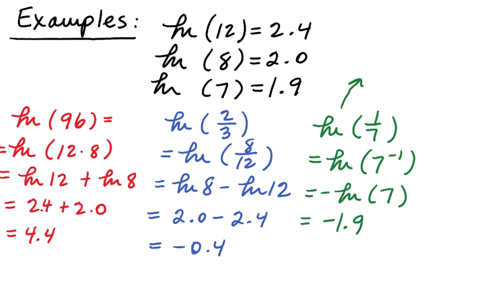Alternatively, you could have said this is the log of 1 minus the log of 7. The log of 1 is 0 for any base, so this is 0 minus 1.9, which is negative 1.9. So you see these properties, they're all just working around the same ideas. You're going to get the same thing no matter which approach you take.